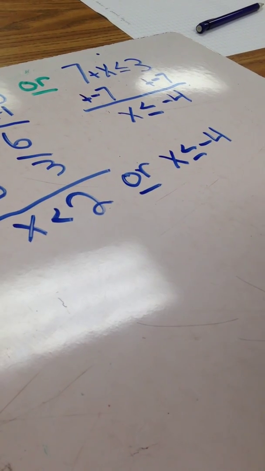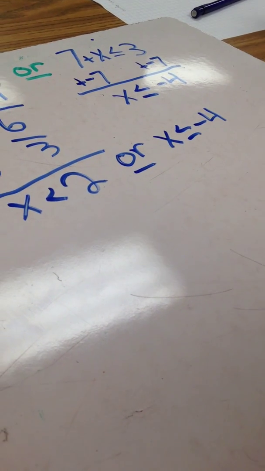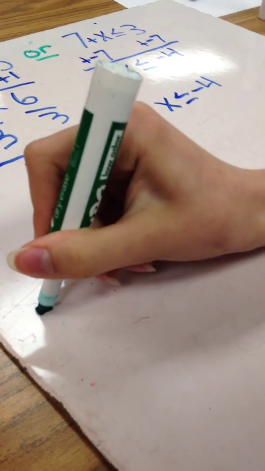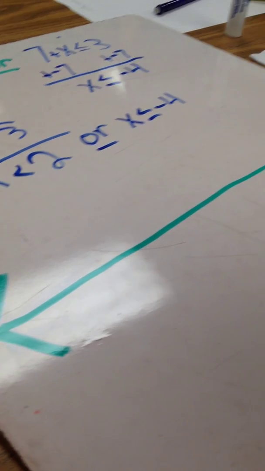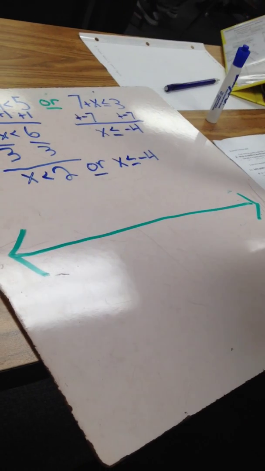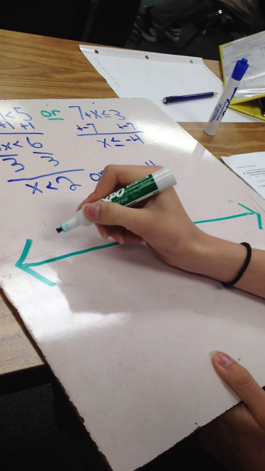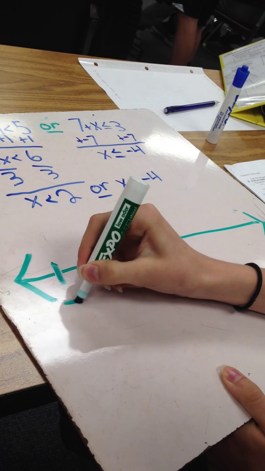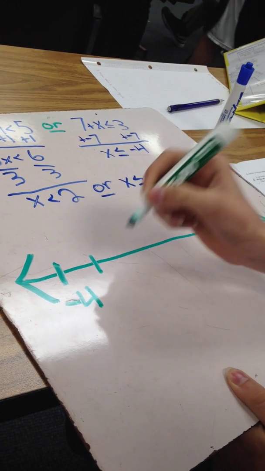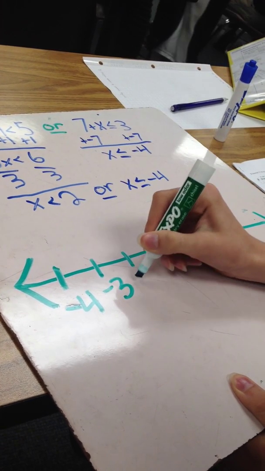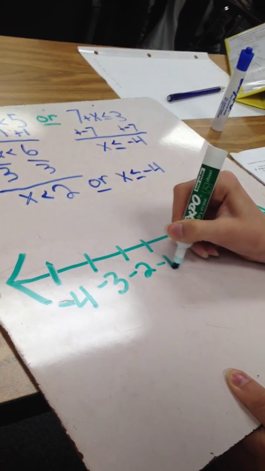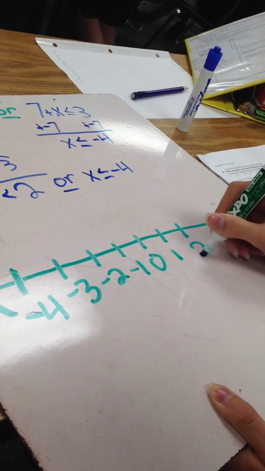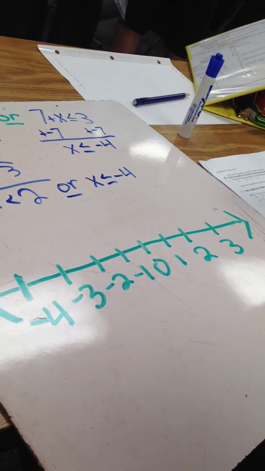Now we get to graph. This is the fun part. So now we're going to draw a line graph here. Now we have to graph all the numbers through 2 and negative 4. So we'll start with negative 4, go all the way up to 2. You can go a little bit further if you want.